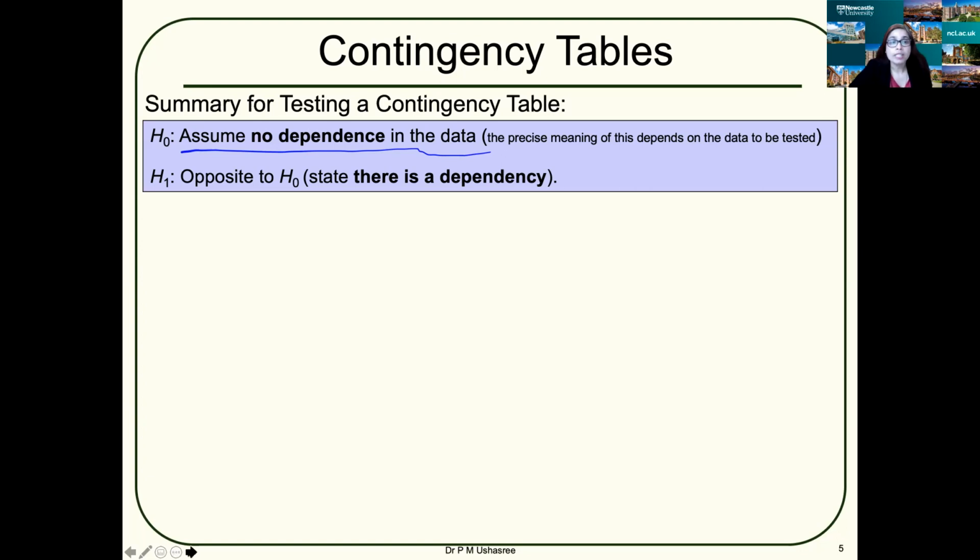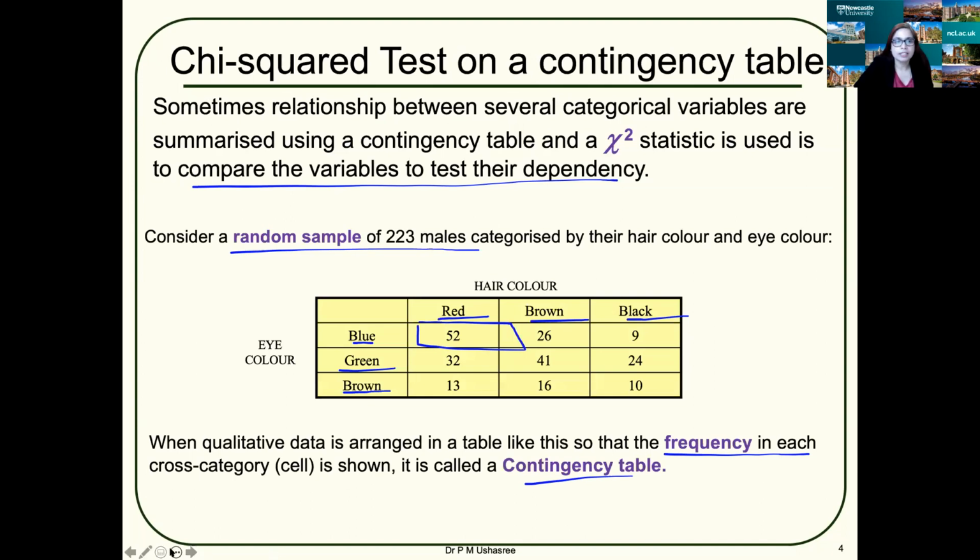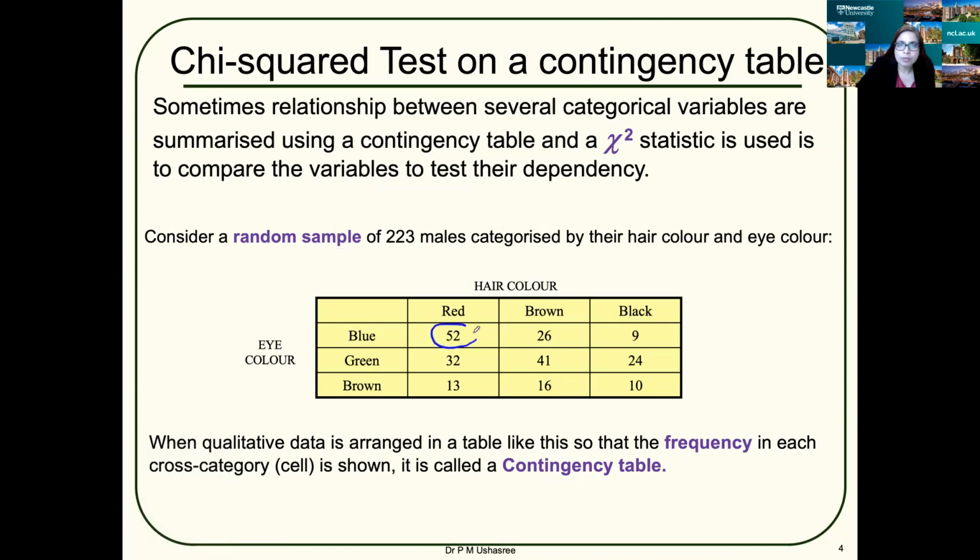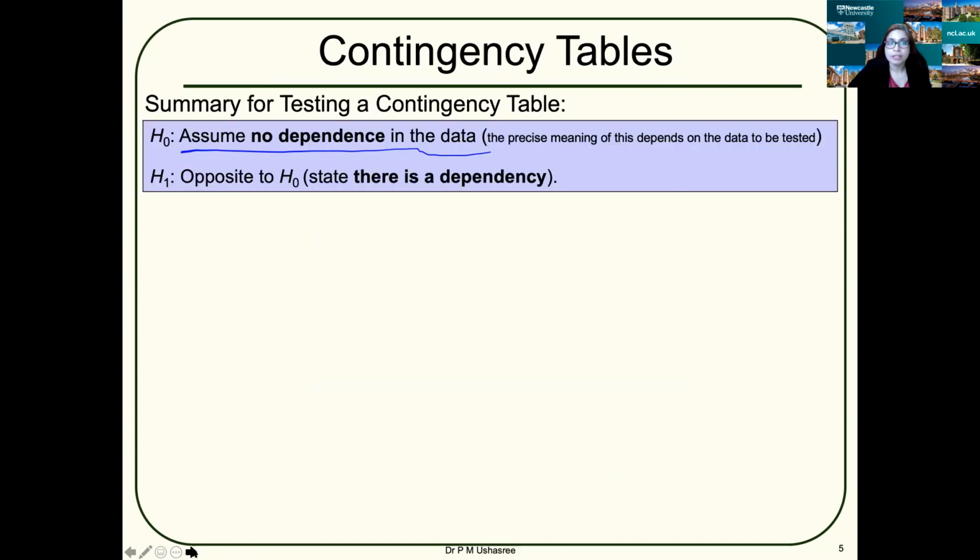Once you state the null and alternative hypotheses, you have to calculate the expected frequency, because we already have the observed frequency here. This is the observed frequency. That is, there are 52 men who have red hair and blue eyes, 26 men who have brown hair and blue eyes, and 9 men who have black hair and blue eyes. Similarly, you can read the rest of the table. So we have the observed frequency.